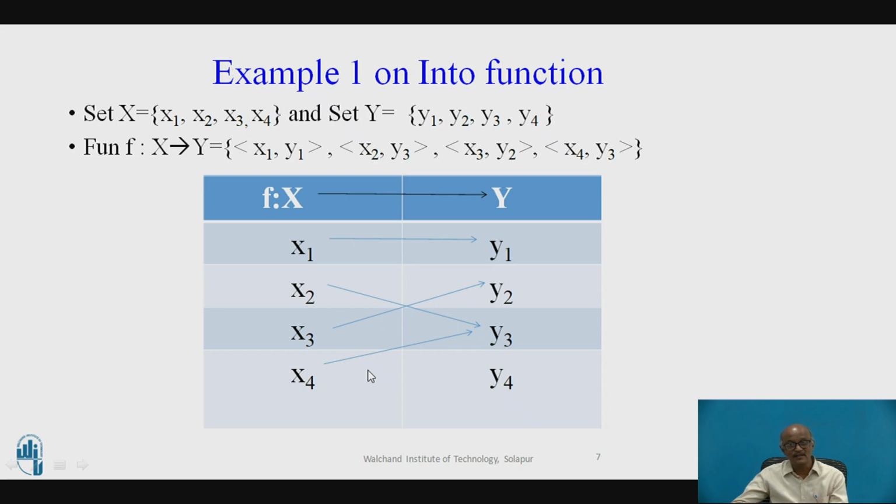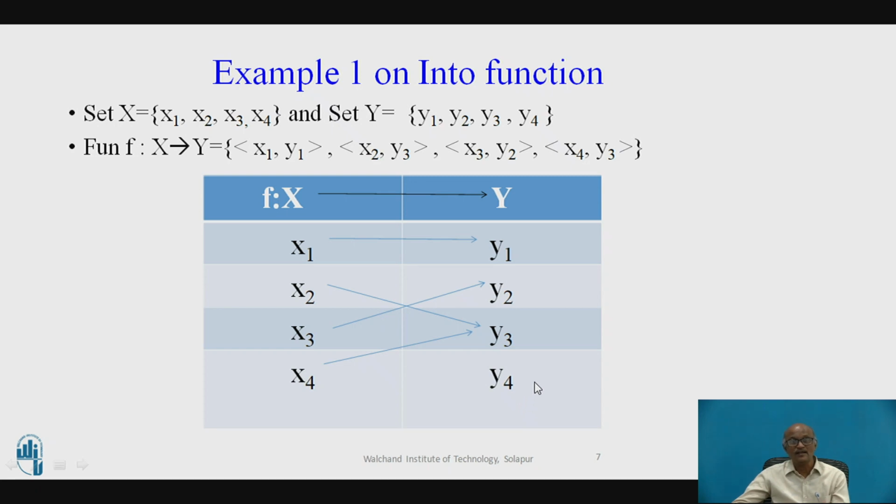As per the definition, the range of the function f should be equal to a subset of y. Now, what is the range of the function? If you look at the values of y, how many values of y are actually involved in the mapping? In this table, y1 is involved, y2 is involved, and y3 is involved, and y4 is not involved. So the range of the function f is equal to y1, y2, and y3, only three values, which is definitely not equal to the entire set y. So it is a subset of y.